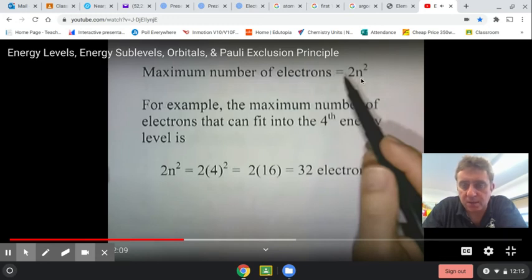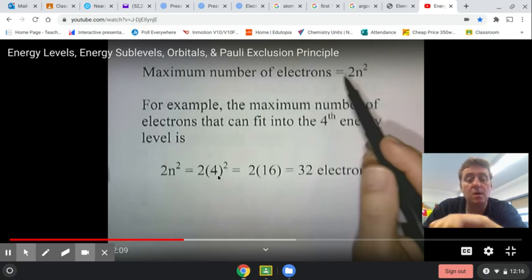He uses n to refer to the energy level he's talking about. So for example, for energy level 1, n equals 1, 1 squared is of course 1. So 2 times 1 is 2. So 2 electrons in the first energy level. He then focuses on the second energy level, I think, in his example here. So n would be 2. N refers to the energy level, so n would be 2.